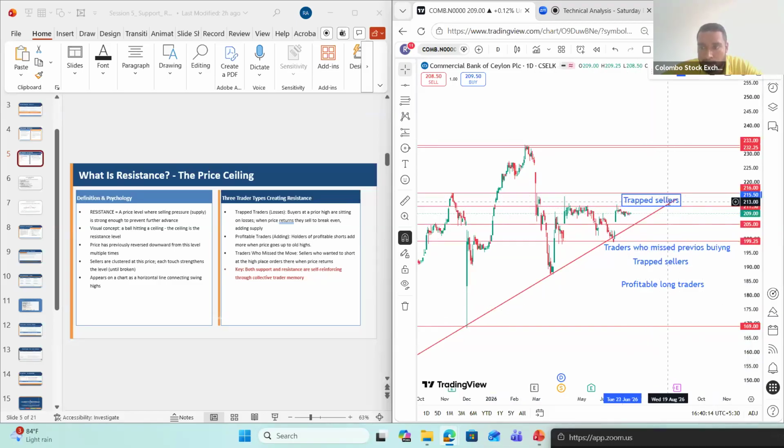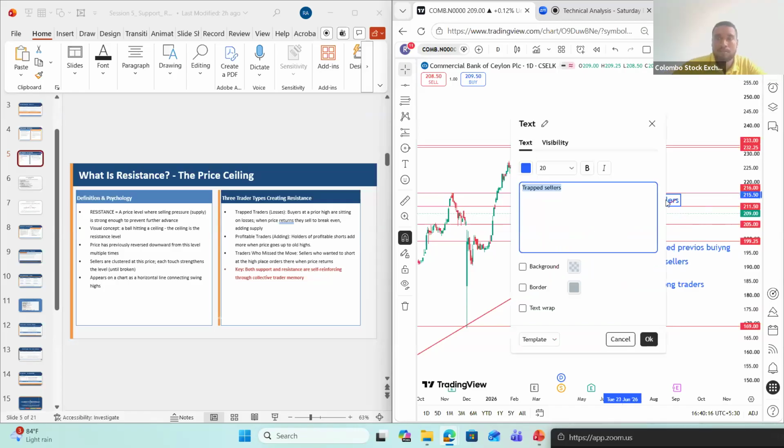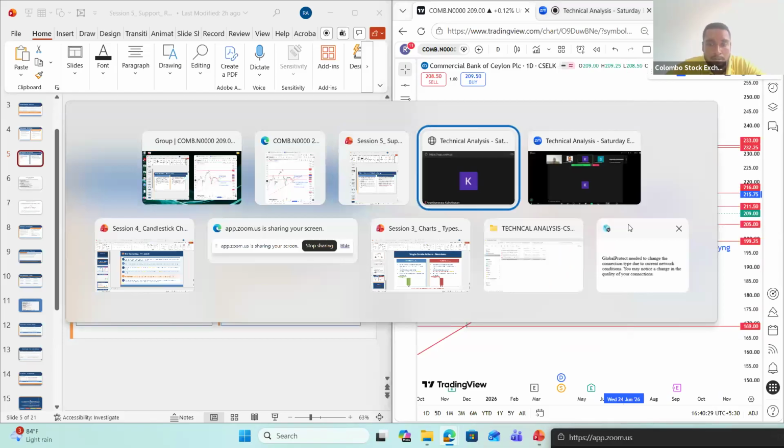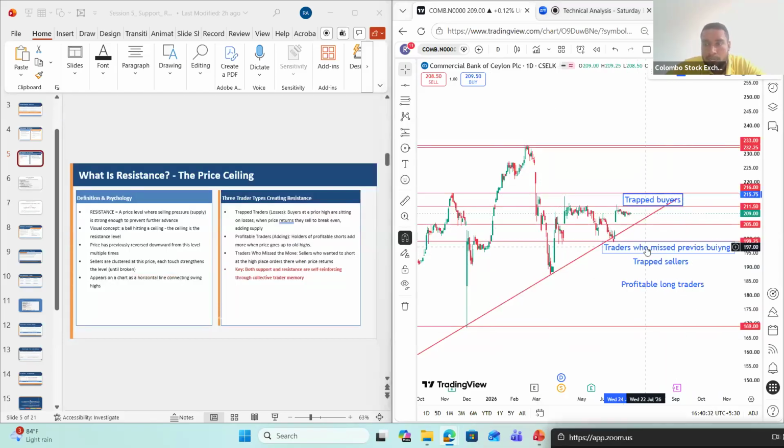You don't have to keep all of this in mind, right? You just need to identify support and resistance lines. You don't need to understand how they are created. Here it's a trapped buyer who is looking to exit their position, and there could be traders who missed the previous shorting opportunity.